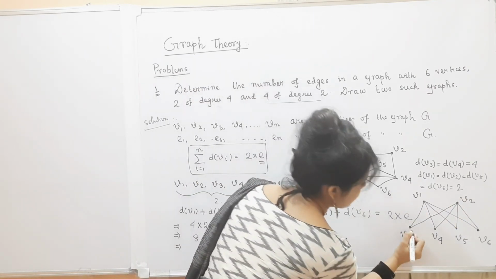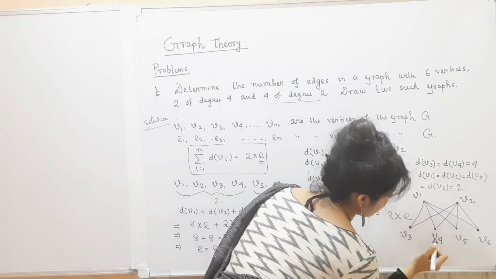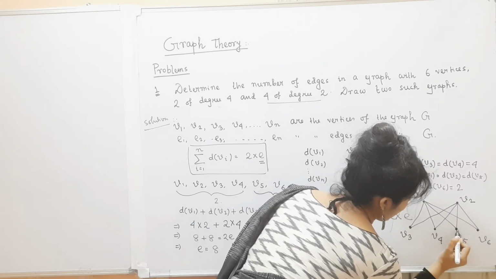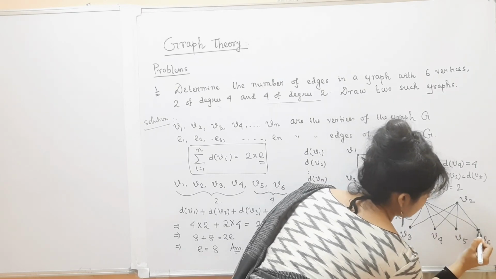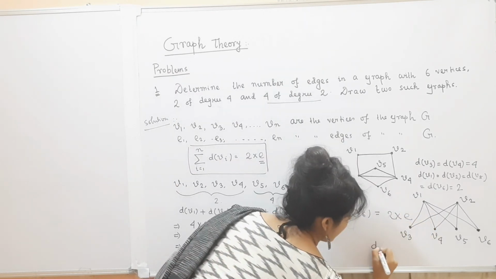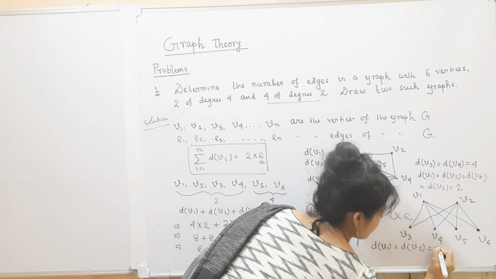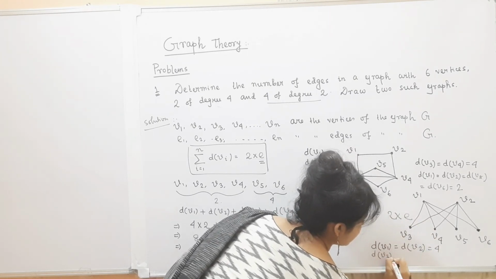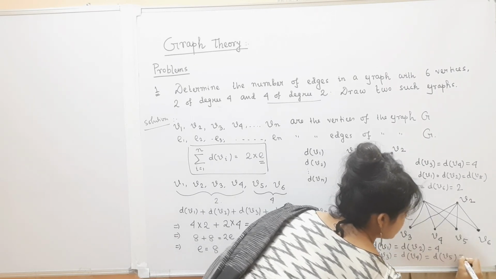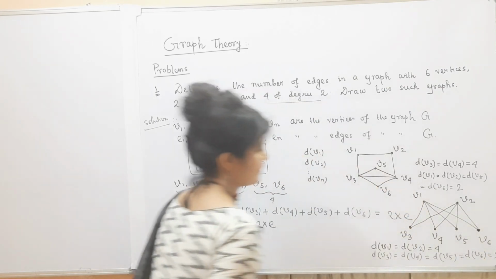Now look at that, the degree of V3 is 2 because 2 edges are associated, the degree of V4 is 2 because 2 edges are associated, and similarly the degrees of V5 and V6 are again 2. So this graph shows that the degrees of V1 and V2 are 4, and the degrees of V3, V4, V5 and V6 are all equal to 2.